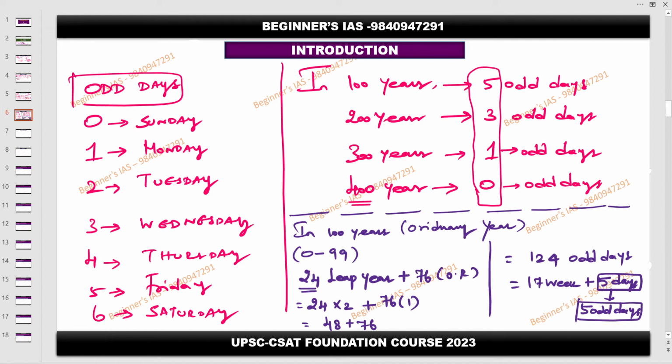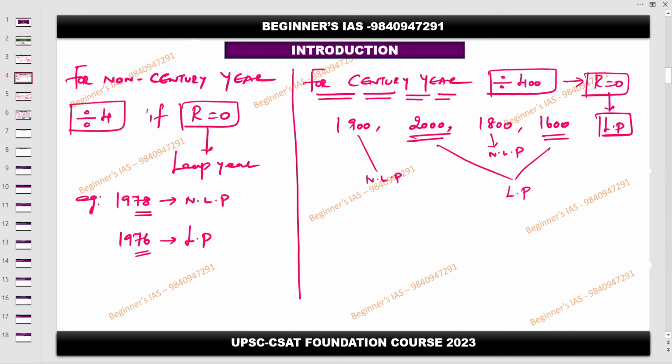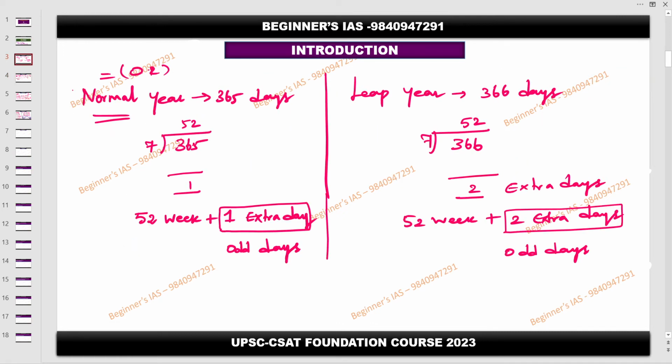Sir, leap year has one odd day, sir? Madam, non leap year only contains one odd day. Leap year contains two odd days. Please listen carefully. See here. Leap year contains how many odd days? Sorry sir, two odd days. No need of sorry. Be clear with the basic concepts. Doubts are always welcome.